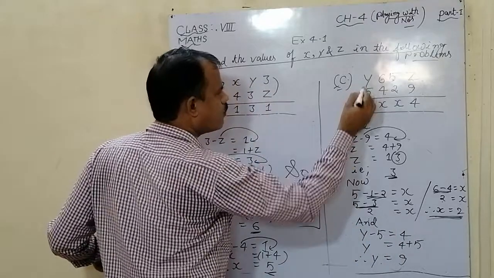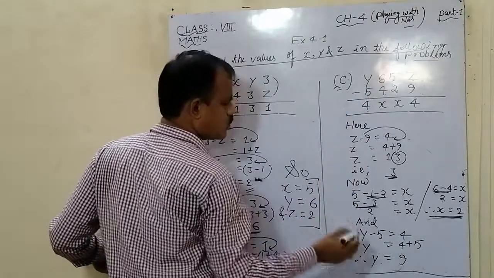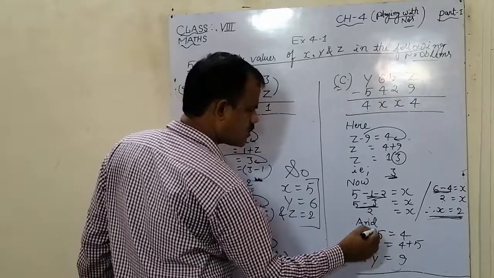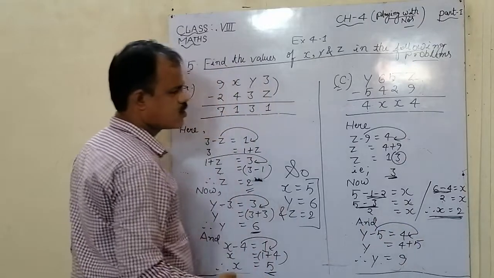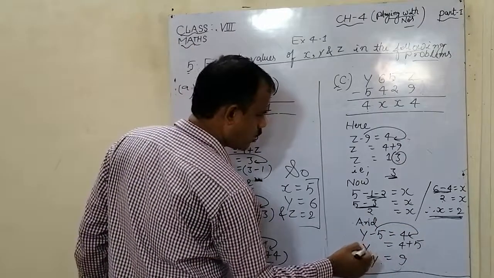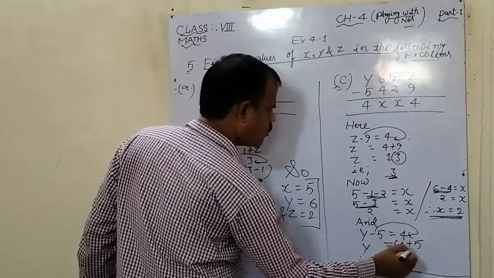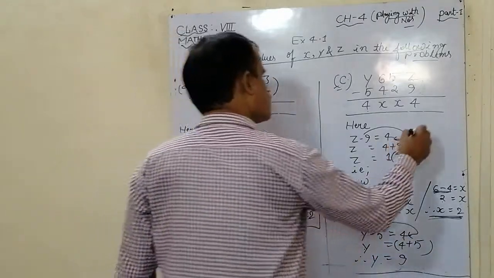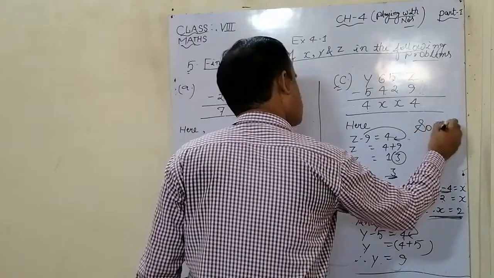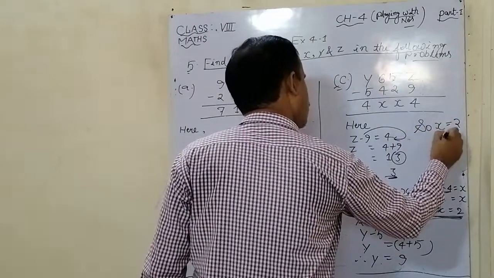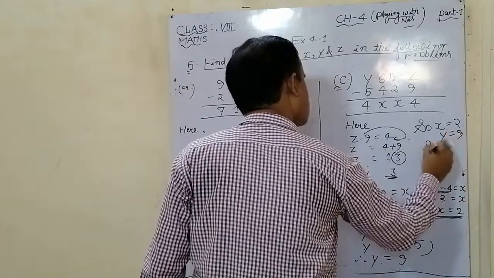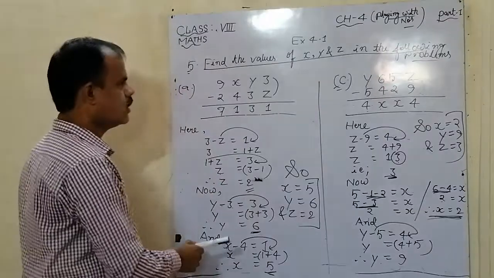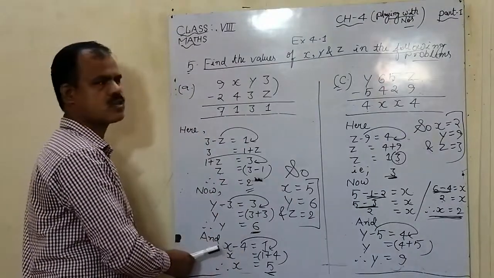Now look here, y minus 5 equal to 4. So we write y minus 5 equal to 4. So y equal to, this minus 5 is shifted to the RHS side. So it becomes plus 5. So y equal to 4 plus 5. So y equal to 9. So we can say that x equal to 2, y equal to 9 and z equal to 3. This is the final answer. In this way you can solve subtraction.